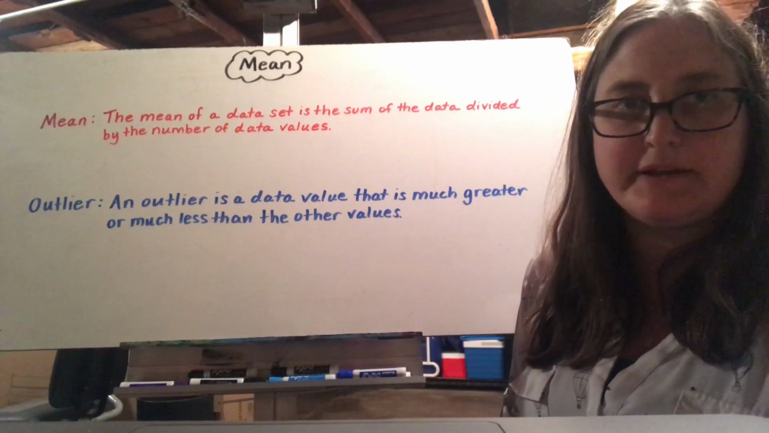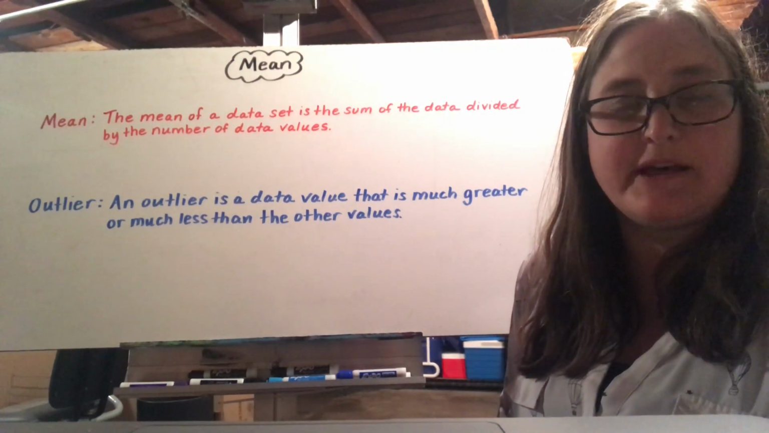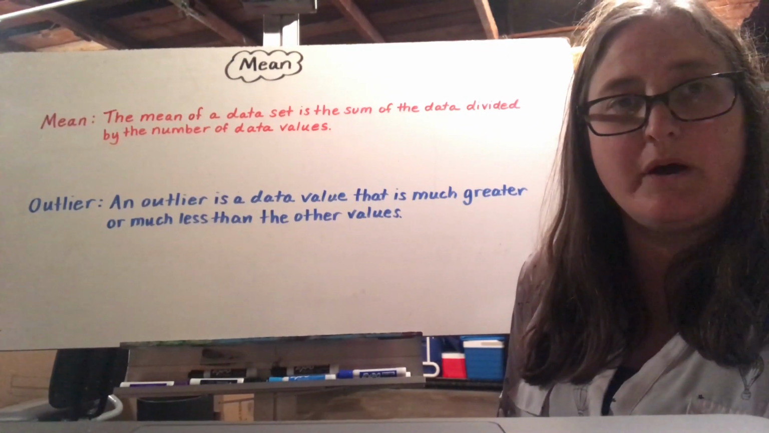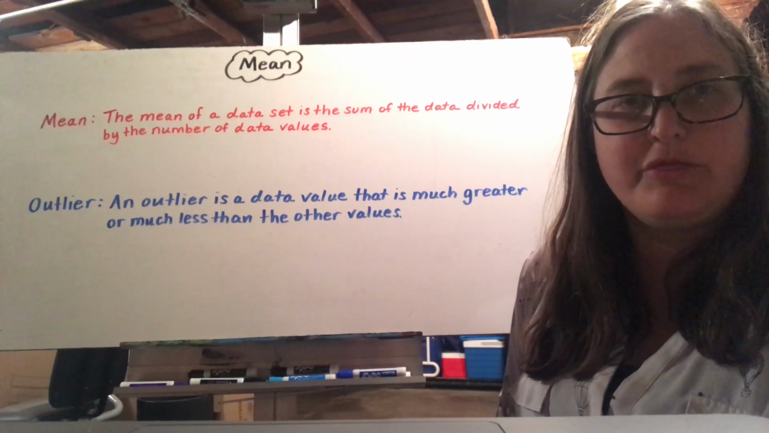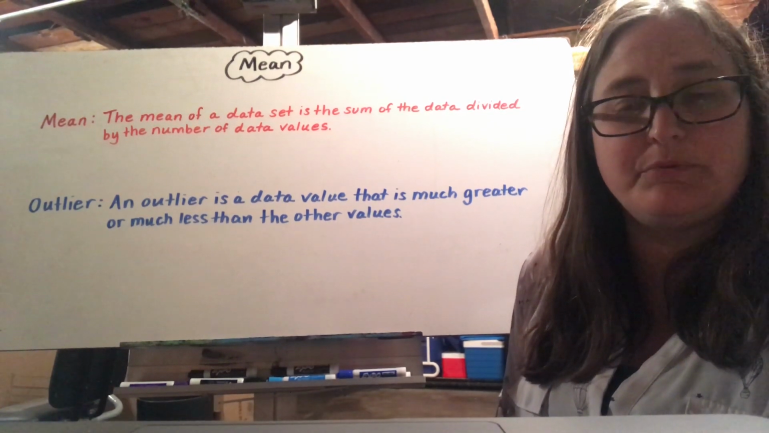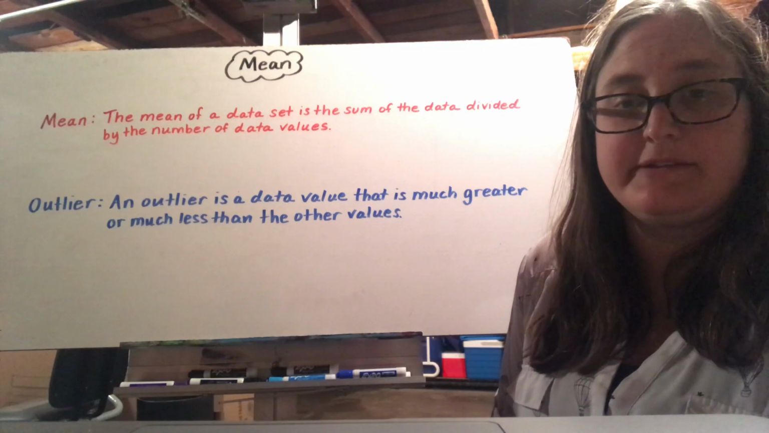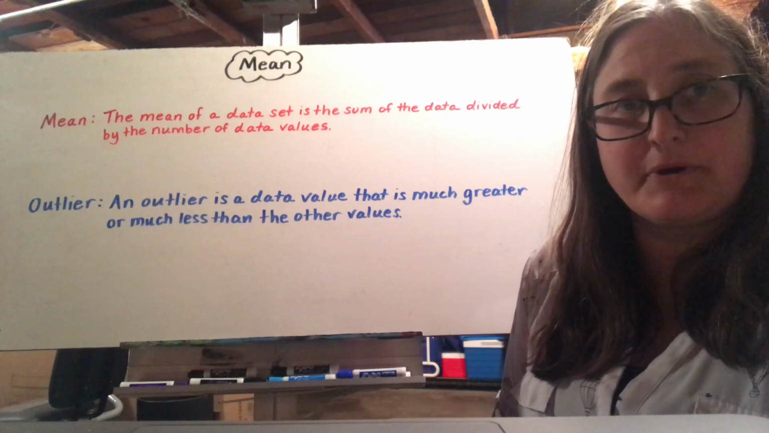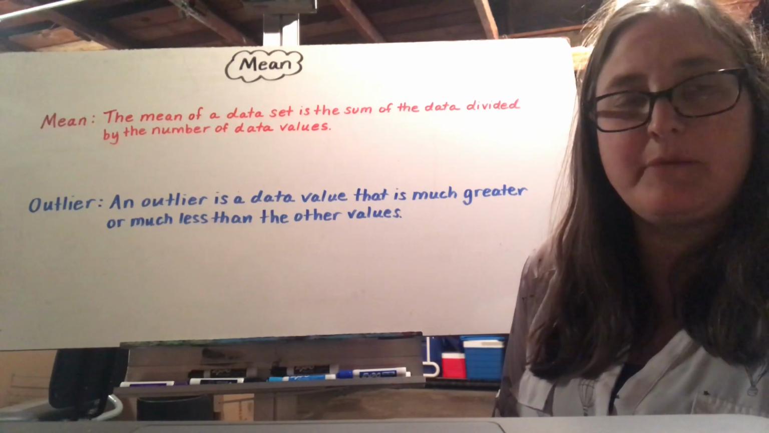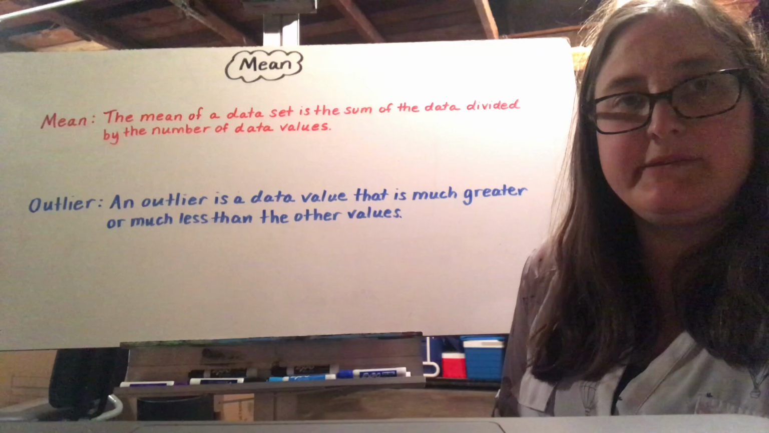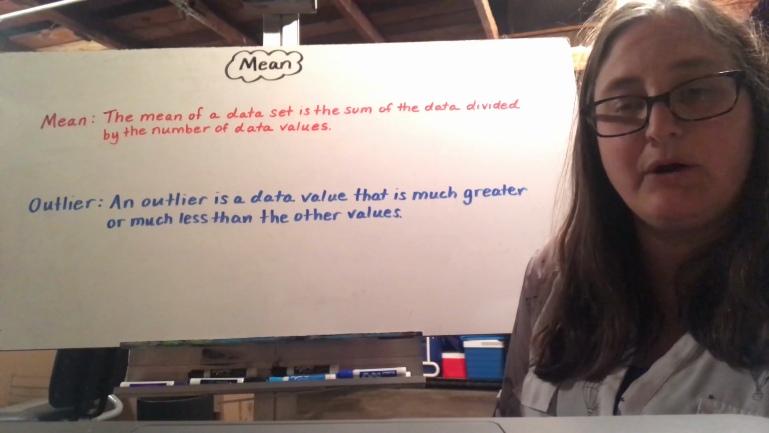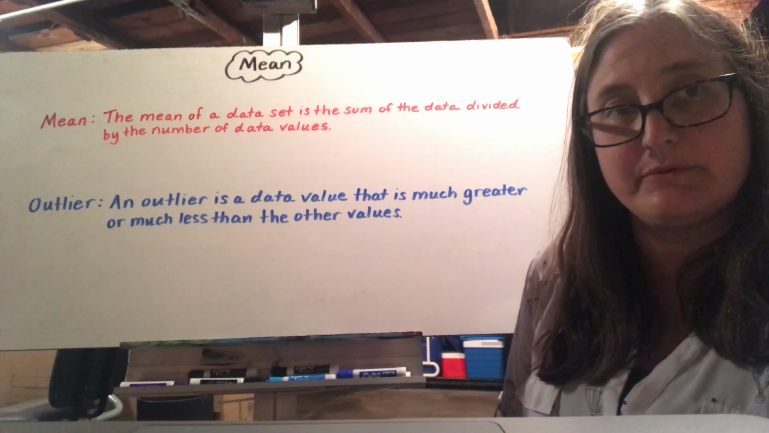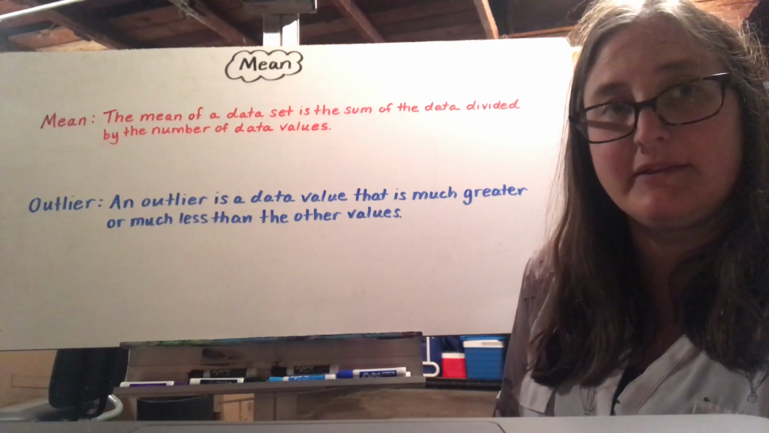Today we're talking about finding the mean. When you have a set of data that consists of multiple numbers and you want to find one number that kind of represents the entire set, you may want to use the mean. The mean of a data set is the sum of the data, all of them added together, divided by the number of data values. Sometimes when we are finding the mean, we see that our data has an outlier. An outlier is a data value that is much greater or much less than the other values. An outlier can affect the mean.